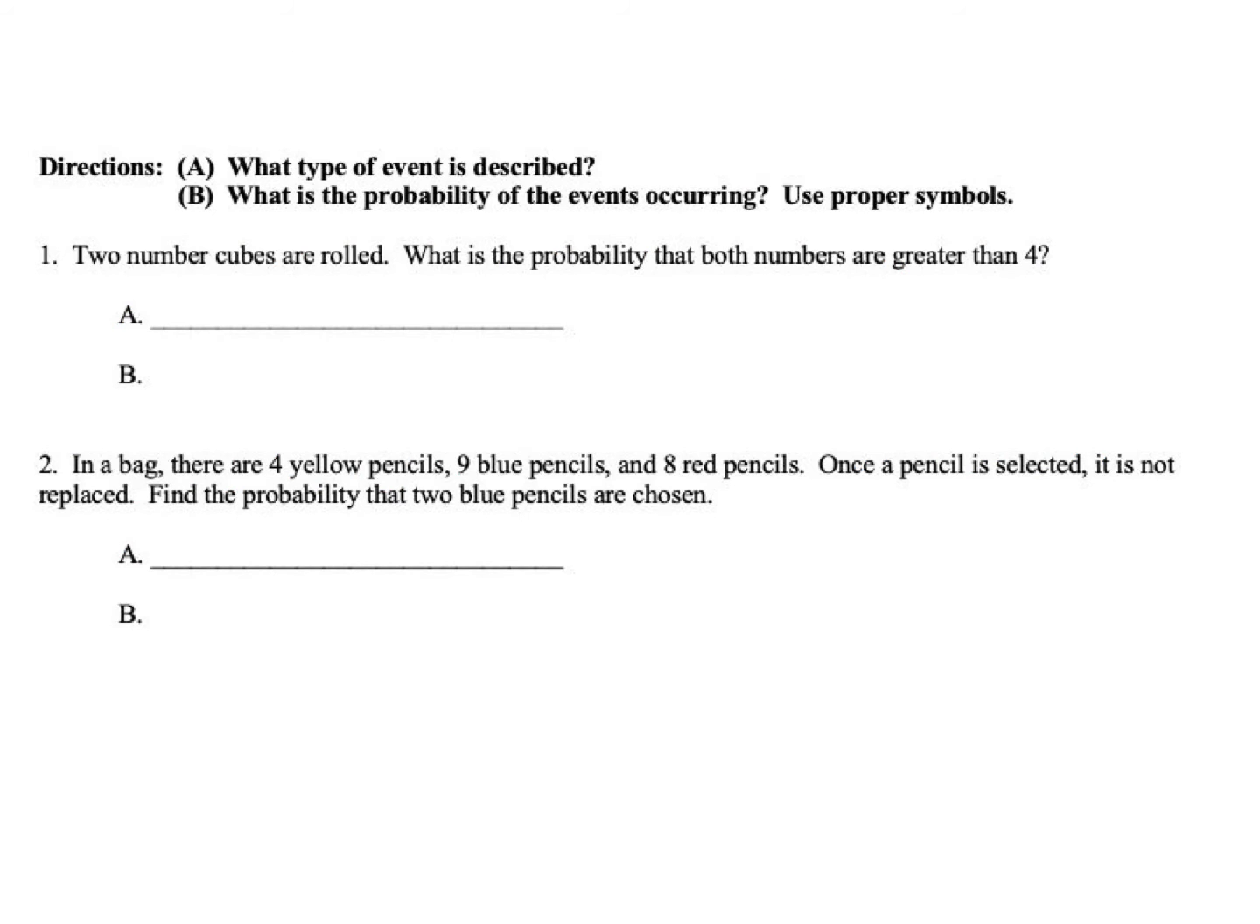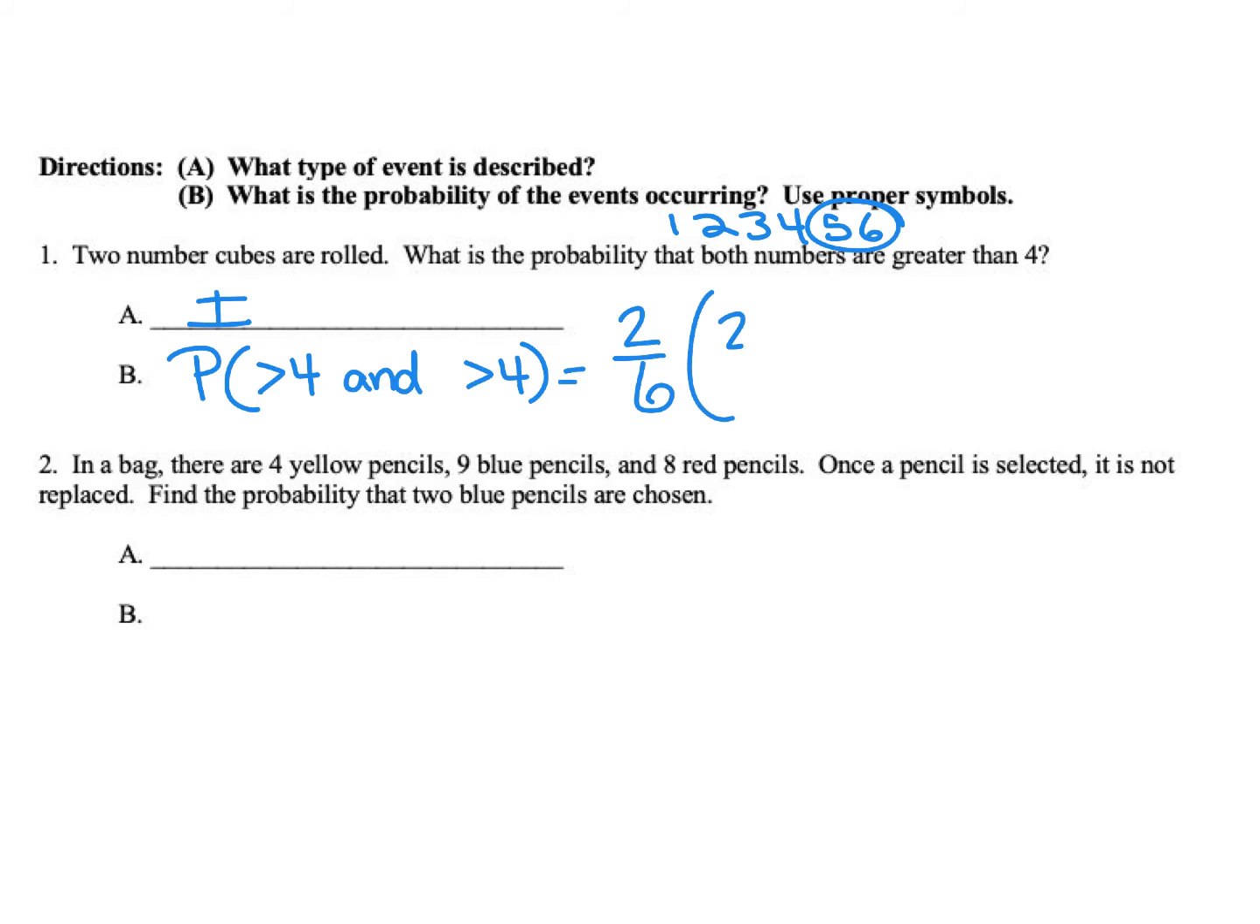Let's do a bunch of examples. We're going to first identify the type of event and then calculate the probability. Two number cubes are rolled. What's the probability that both numbers are greater than 4? So I'm going to say independent because what I get on the first doesn't affect the second. Greater than 4 on a die would be that there are 2 numbers. So 2 out of 6 times 2 out of 6 would be 4 out of 36 or 1/9.